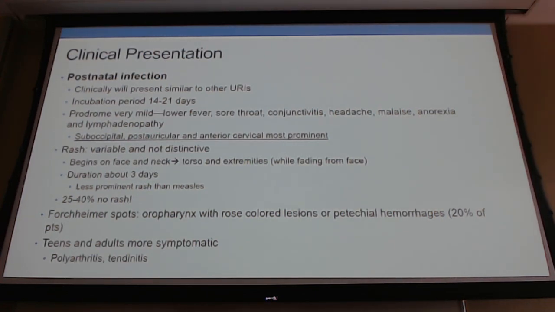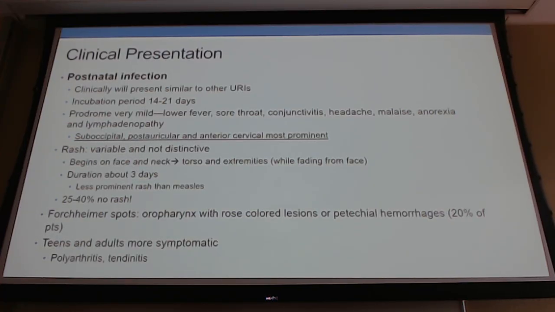EBV, correct. If I said they have posterior and anterior, but suboccipital and postauricular, that's a weird pattern. Right at the base of their skull and behind their ears, that's a very strange pattern of significant lymphadenopathy. That should make you think rubella. The rash is going to be, again, measles-like.